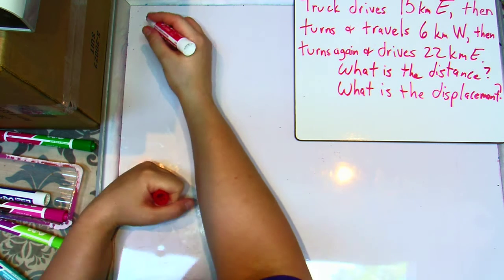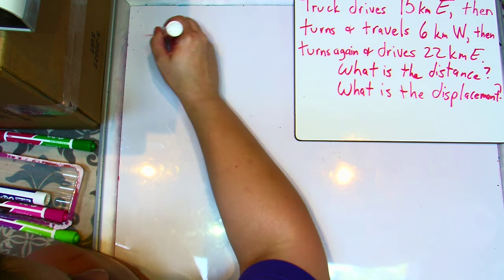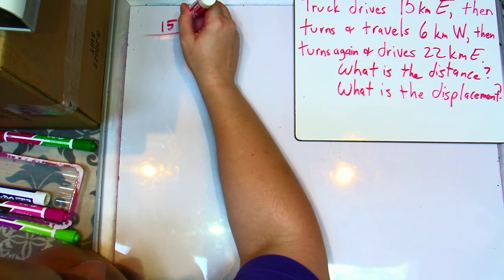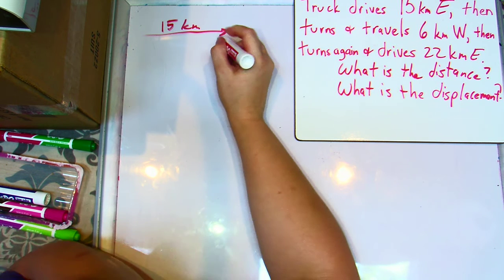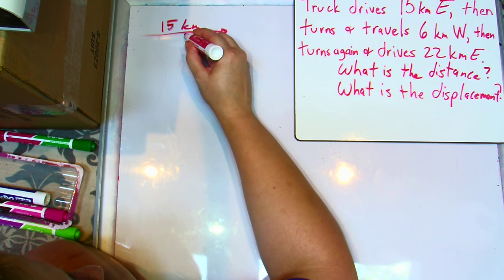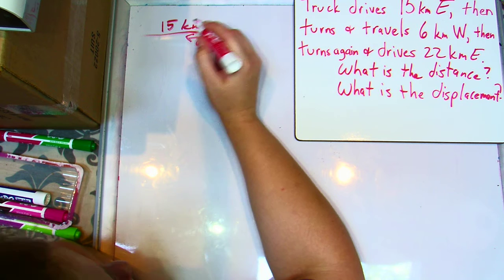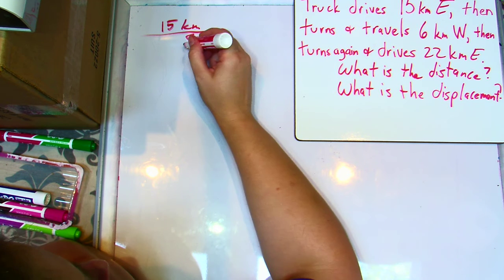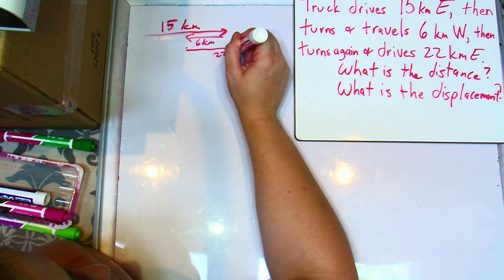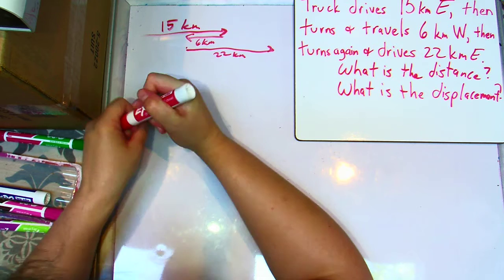So we have our truck driver, and he is going 15 kilometers east. Then he turns around and heads 6 kilometers west. Then he turns around again and heads 22 kilometers east. So what's the distance and what's the displacement?